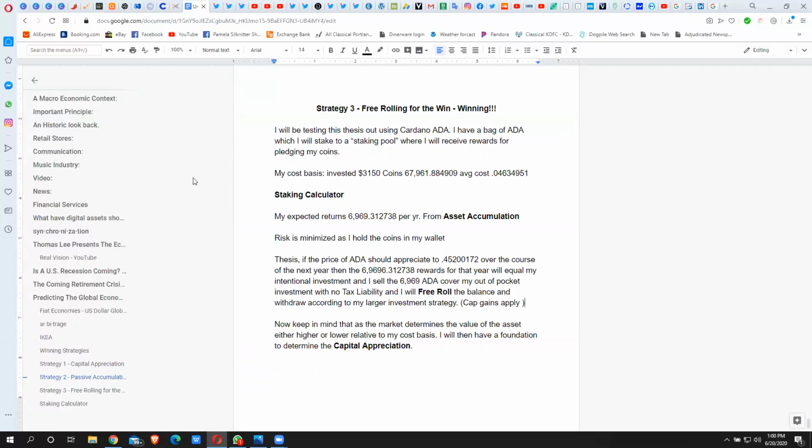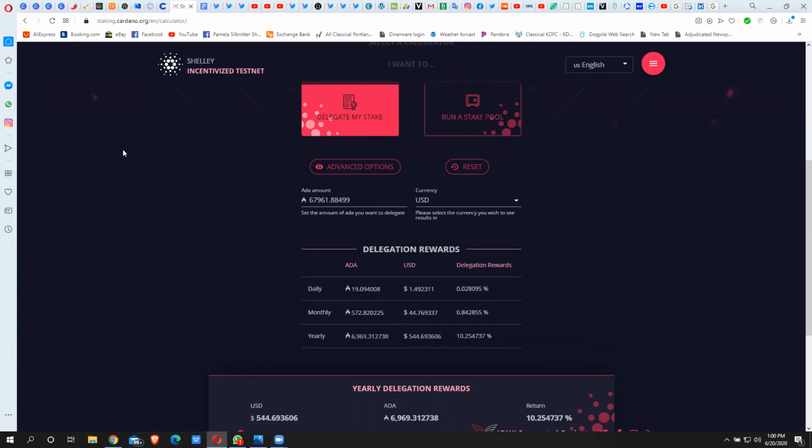for an average cost of 0.0463, blah, blah, blah. Let me take you to the staking calculator because this is incredible. This is the Shelley incentivized testnet staking rewards calculator. Now I've already entered the amount of Cardano I have, and you can see down here underneath the ADA, the daily, the monthly, and yearly rewards I'm going to receive. Now there's a subsequent dollar amount associated directly to the right. Now keep in mind that this is based off of today's pricing, right?